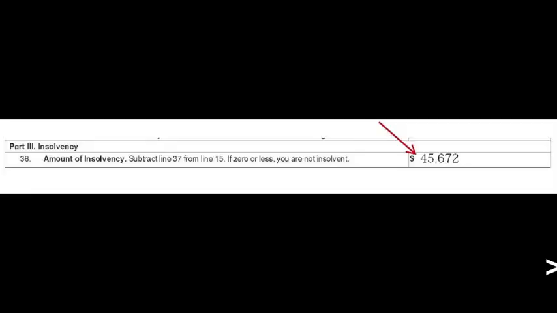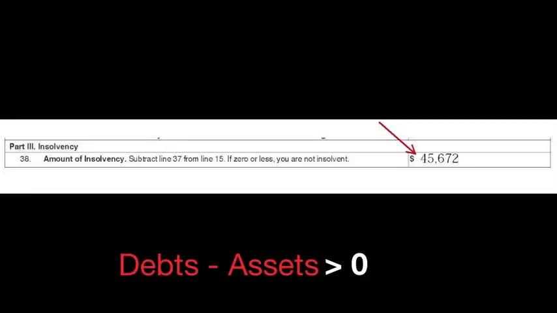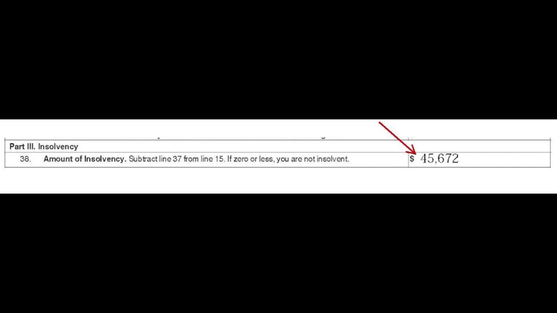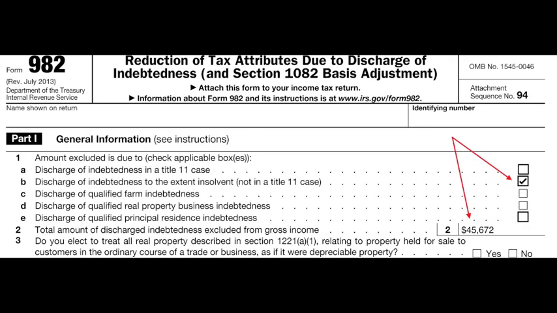Now, if your debts minus assets is greater than 0, you are at least partially insolvent. In that case, you would carry the amount from line 38 of the worksheet to line 2 of Form 982. And then you would check the box 1B.